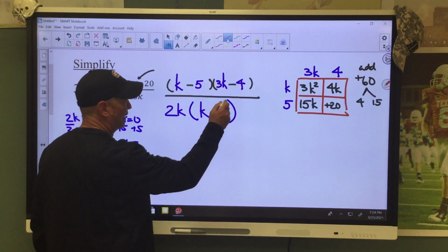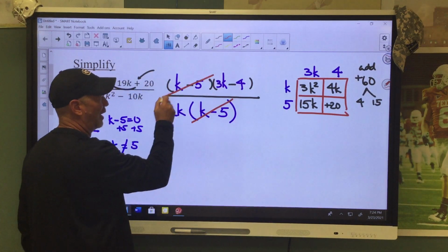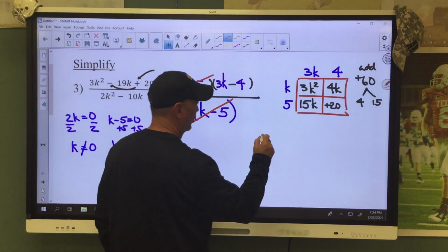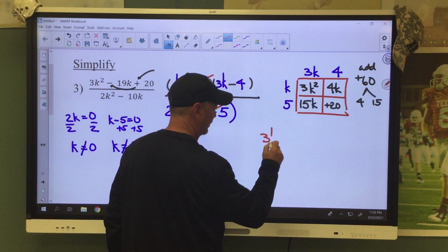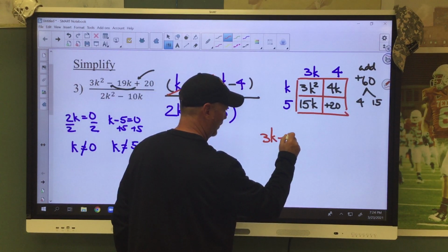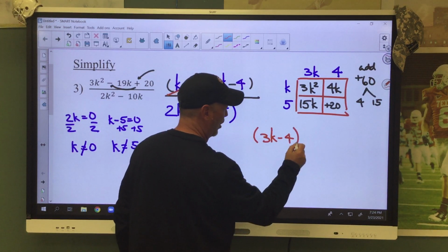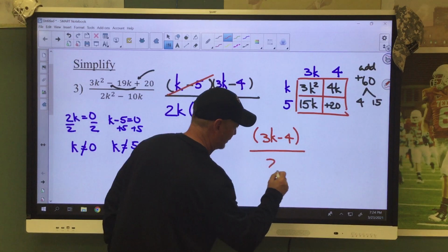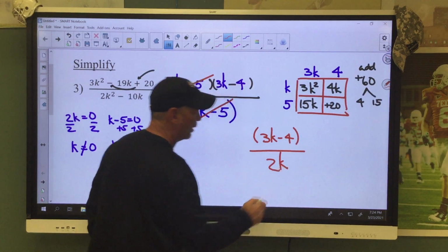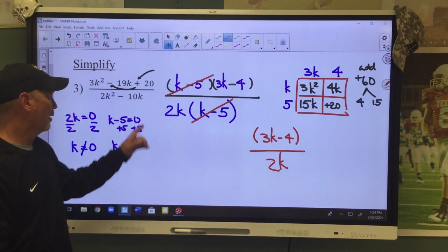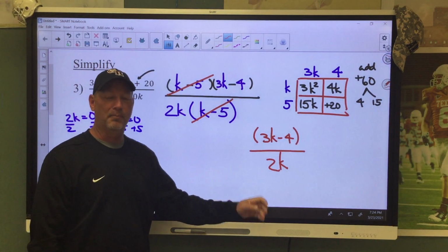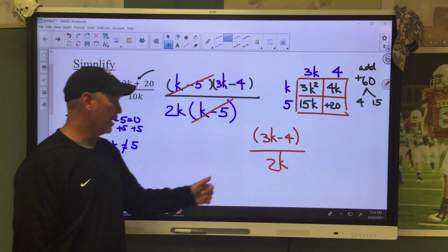In this case, my k minus 5s will reduce. And my simplified answer will be 3k minus 4 over 2k. So remember, find your excluded values first and then simplify. Okay? All right, let's try another problem.